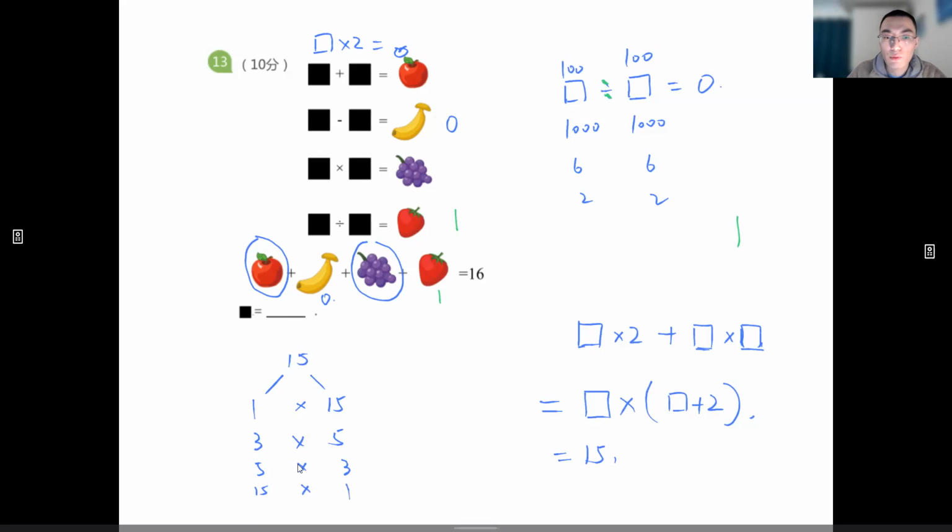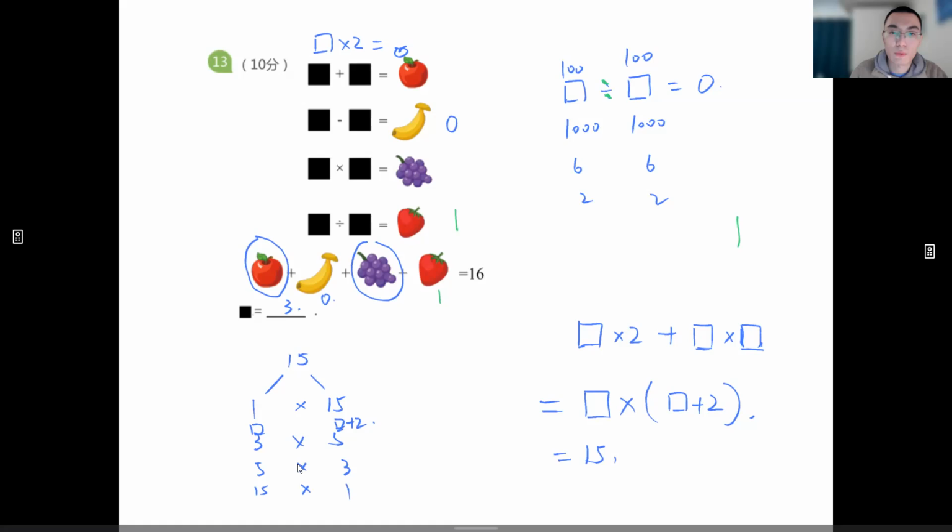Again, it is okay if you're not at all comfortable with this method. It is beyond the level of grade 3. But I will show you how we solve this using trial. So we have 3 and 5. You see, it corresponds with square and square plus 2. So that tells us square should be 3. 3 times 5 is 15, and square plus 2 is the 5. So square is 3. That is the answer for this question.